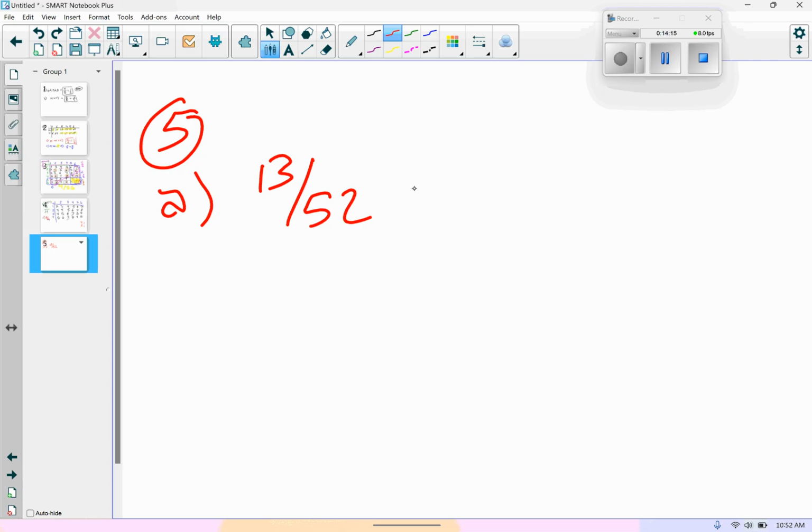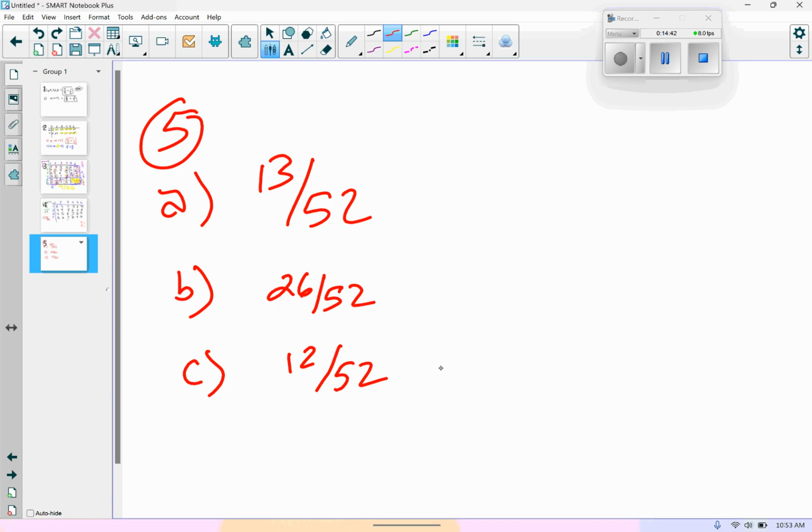Getting a heart or a diamond. How many hearts are there? 13. How many diamonds are there? 13. 13 and 13 is 26. So you have 1/2 probability. Probability of getting a king, queen, or jack. How many kings? 4. Queens, 4. Jacks, 4. 4 plus 4 plus 4 out of 52. Cool.